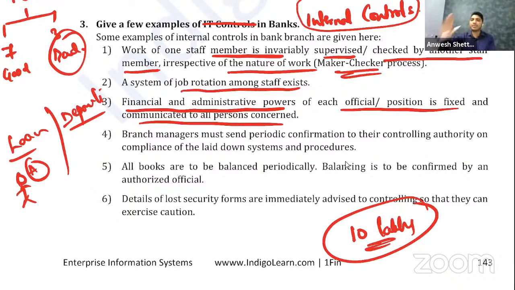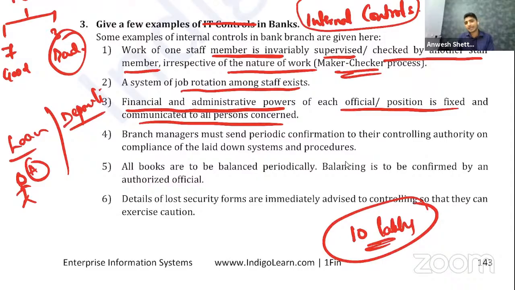So they need to tell to the branch manager saying that if somebody applies for 50 lakh rupees loan, you cannot give it. You send it to your senior office, that is to regional office or to head office, and from the head office we will sanction that loan. Okay, so all this power should be communicated to the employee. Next, branch manager must send periodic confirmation to their controlling authority on compliance of the laid down systems and procedures. So there should be a mechanism there.